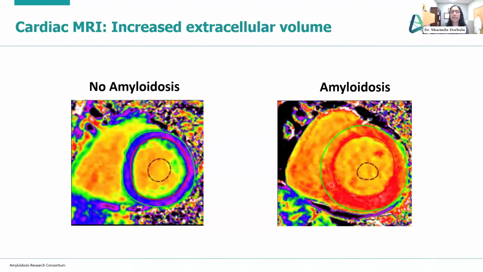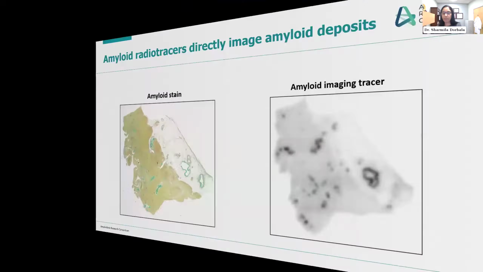So this is a great technique. It can give us insights into amyloid. It can quantify the amount of amyloid. In people who have amyloid, we believe it likely represents amyloid burden. But in the early stages of disease, where the extracellular volume is not significantly expanded, we are not able to say this is amyloid versus non-amyloid forms of heart disease. So again, we still need further information.